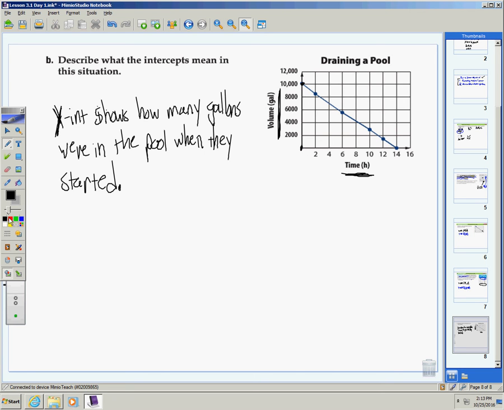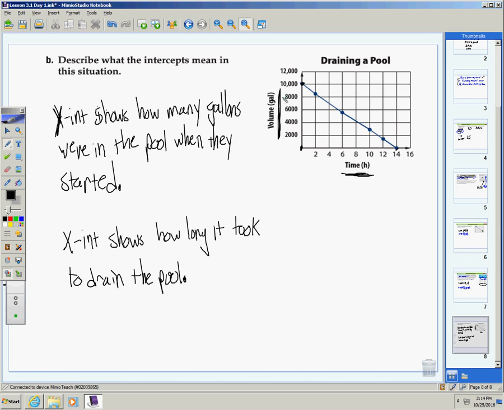And then I'm going to look at my x-intercept. Remember, I misspoke. The first one's the y-intercept. The x-intercept, 14 hours, 0 gallons in the pool. So the x-intercept shows how long it took to drain the pool. How long did it take for there to be 0 gallons of water left in the pool? It took 14 hours. So this must have been a pretty big pool for it to take 14 hours to drain those 10,000 gallons out.